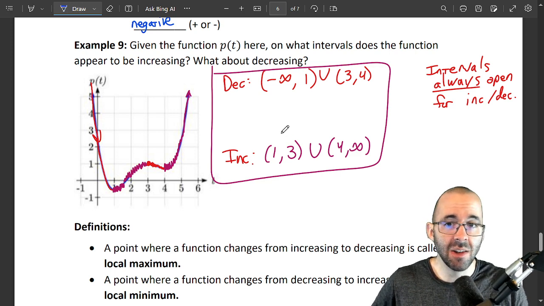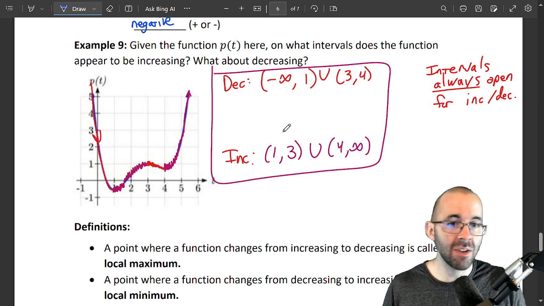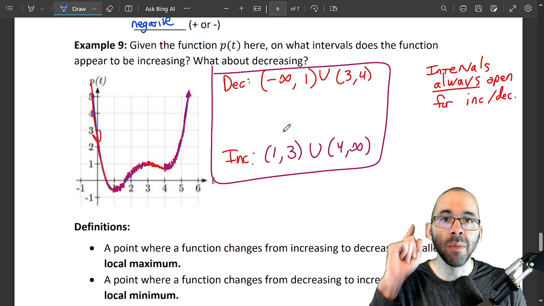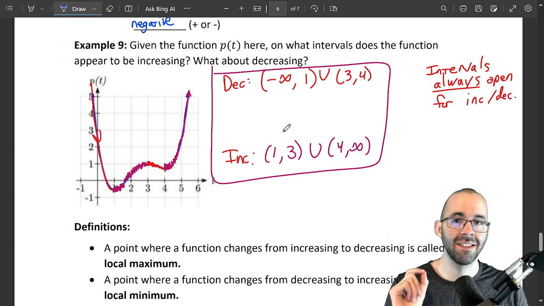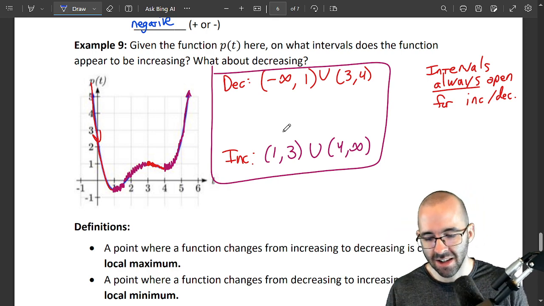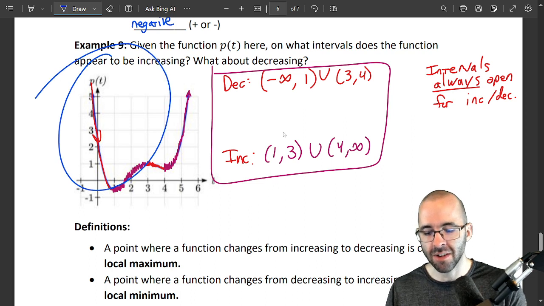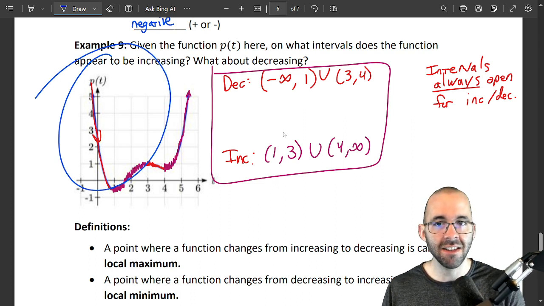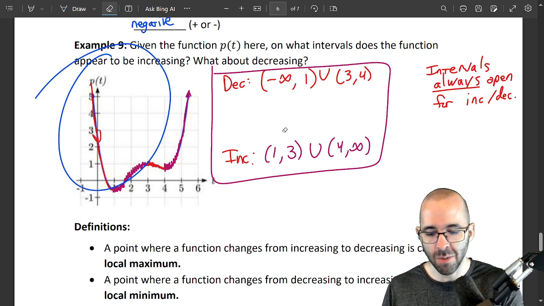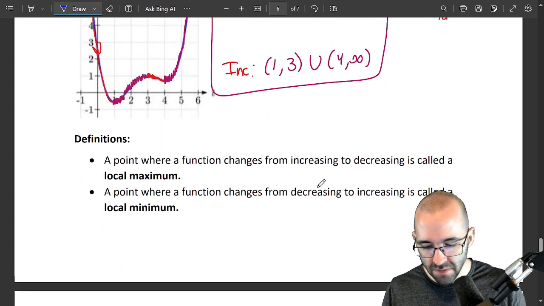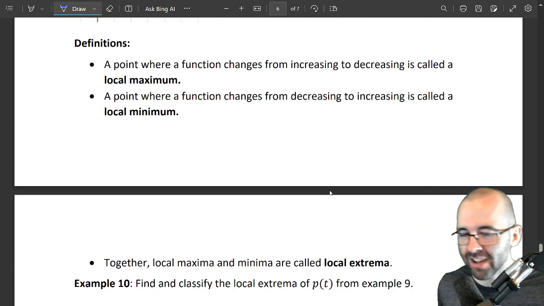All right, that's increasing and decreasing. Increasing, going up. Decreasing, going down. From left to right. Okay? So be especially careful on the left side of any graph. Always remember left to right. Two more definitions. I lied.